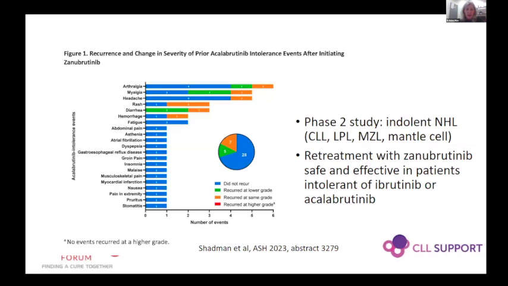In a small number of patients, the toxicity did recur, but it was either at a lower grade, the green bits, or at the same grade, the orange bits, that they'd experienced before, and never at a higher grade because there's no red bits on the chart.